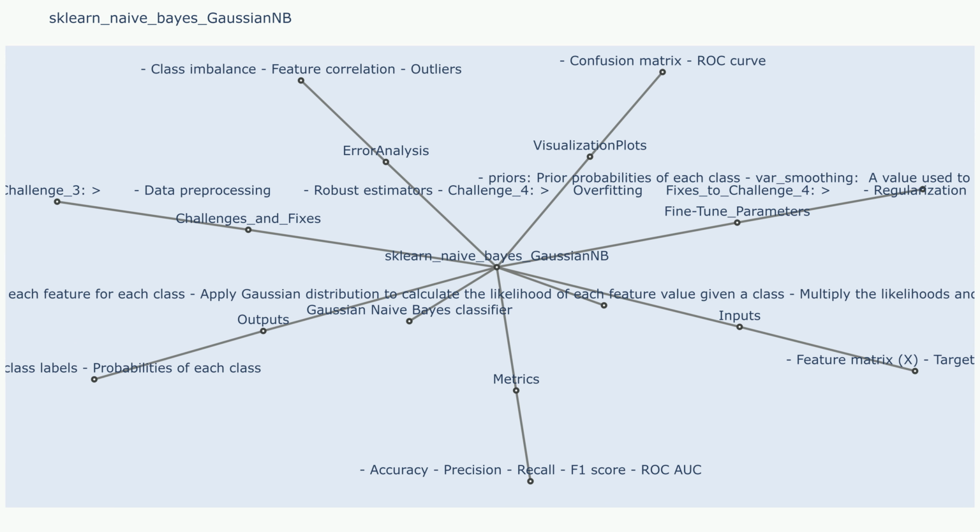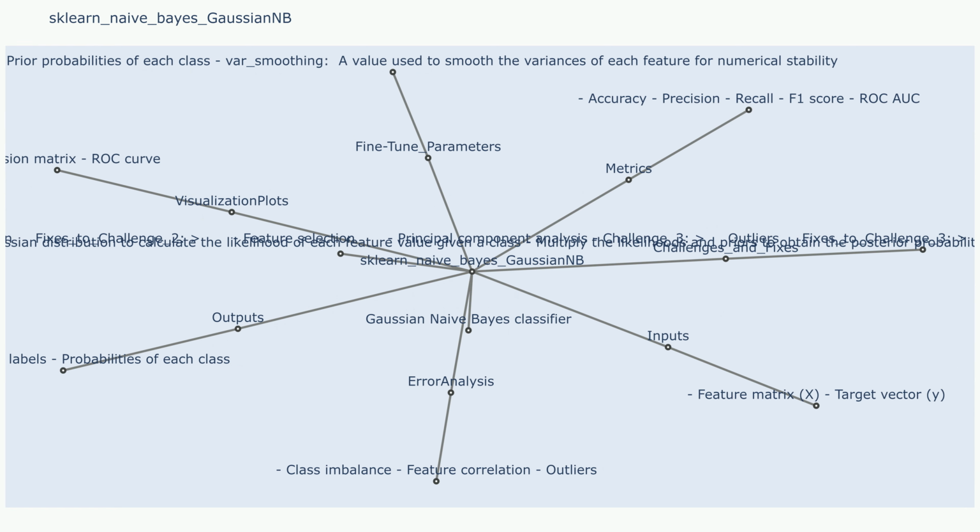Uncertainty methods. Probability estimates. The model provides probability estimates for each class, giving an indication of its confidence in the prediction. Confidence intervals. You can calculate confidence intervals around the probability estimates to understand the range of possible outcomes.